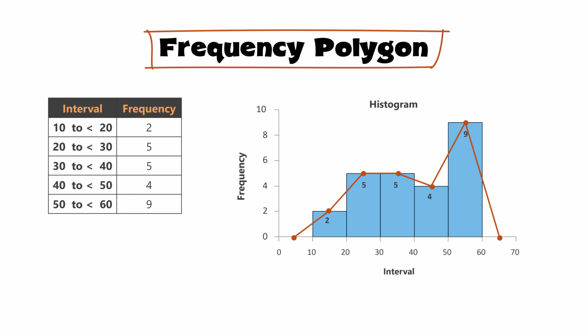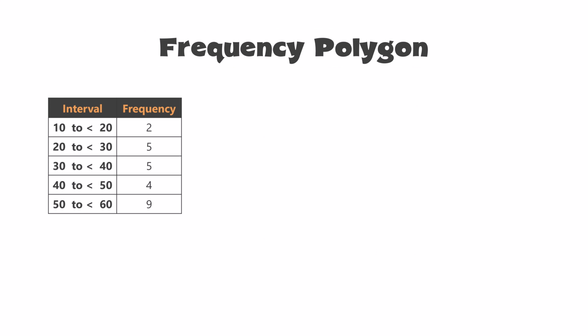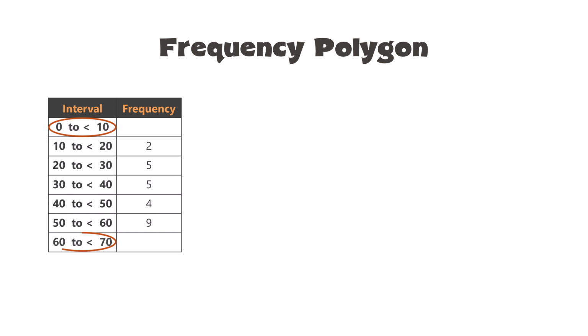Now let's construct the polygon from scratch, assuming we don't have a histogram. We can start by adding one extra class before the first class and one after the last class, each with the same class width as the others and a frequency of 0.